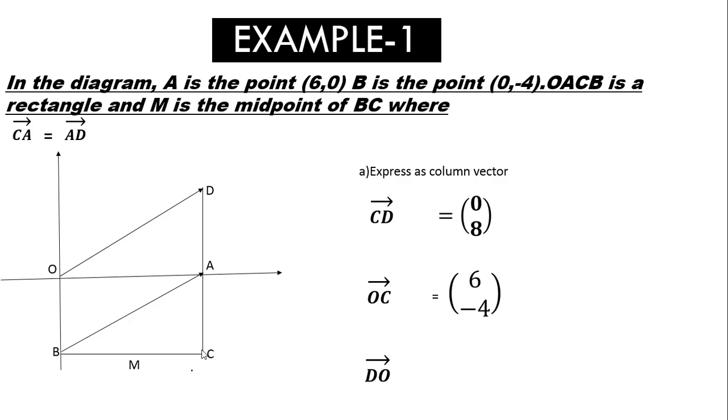Now the last part of the question says DO. The vector DO is starting from D and ending at O, which is the opposite of OD. Students, if you look at it carefully, OD is the sum of OA and AD. So it means it is moving 6 in the x direction and 4 in the y direction. And DO is the negative of this vector. So it means that DO is moving 6 in the negative x direction and 4 in the negative y direction. So the column vector for DO would be (-6, -4).